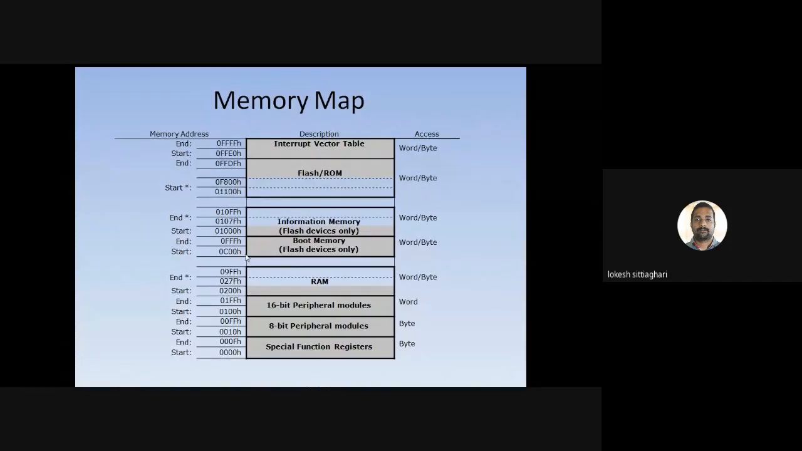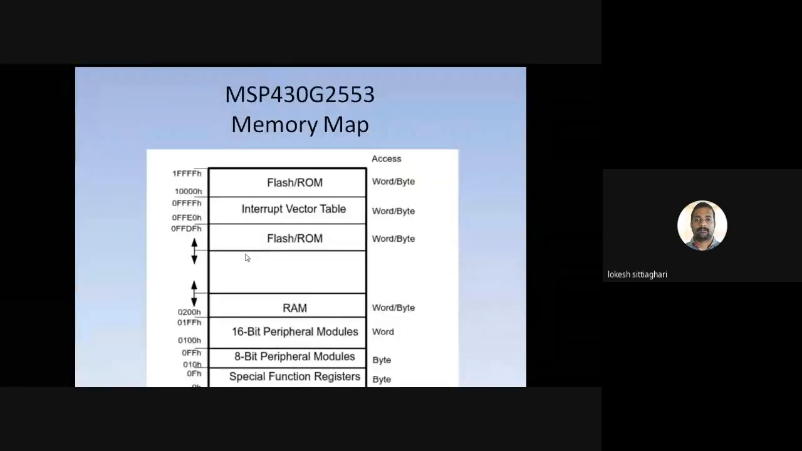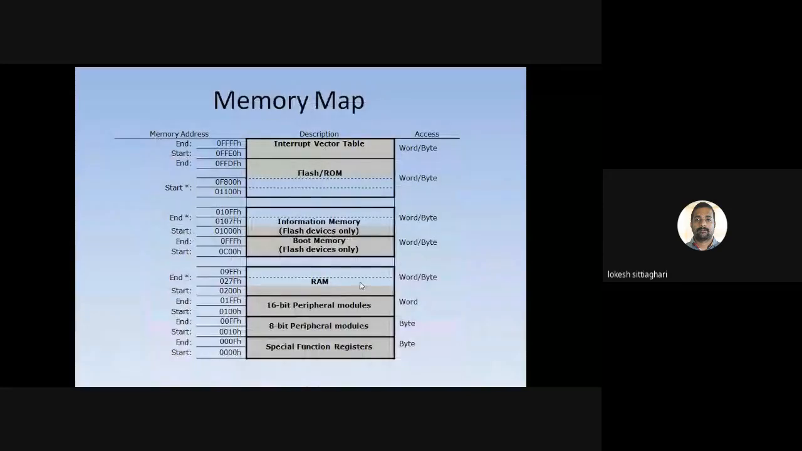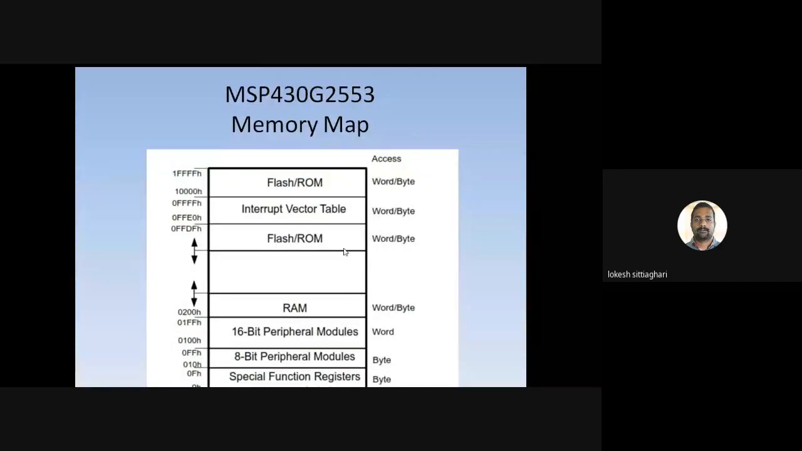generic MSP430. If I go for the particular MSP430G2553, the memory map is very similar to this one, but instead of the interrupt vector table, we come here. See here, first it has the flash, interrupt vector table. After the interrupt vector table, some of the flash is available, and after that some reservation is there. And here we have RAM, 16-bit peripherals, 8-bit peripherals, and special function units. This is the access method: some memory locations can be accessed by byte and some memory can be accessed by word also.